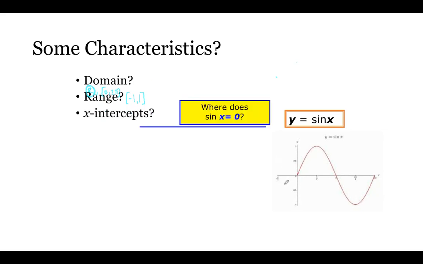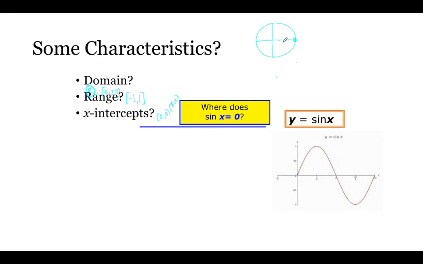What are the x-intercepts? Well, there were a lot. Like we saw one at 0, 0. Like where is the sine of x equal to 0? We saw one at 0, 0. We saw another one at pi, 0. Right? It's almost like saying, well, where's the height 0? Think about the circle.